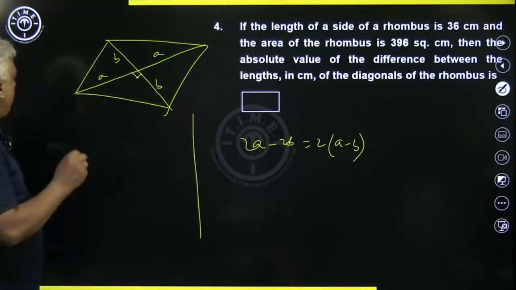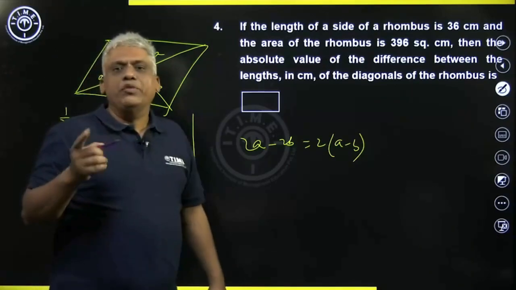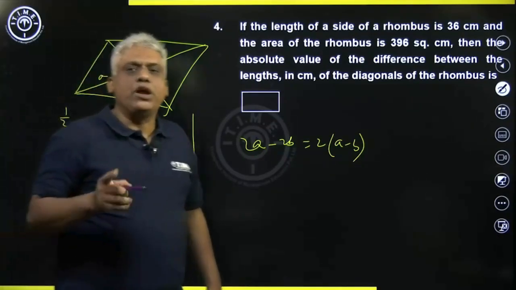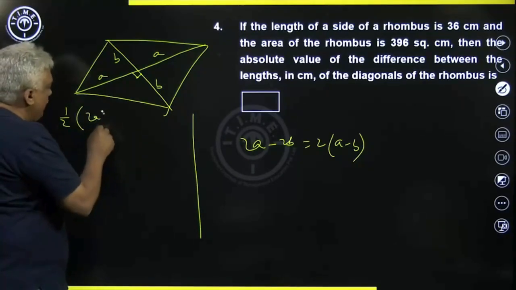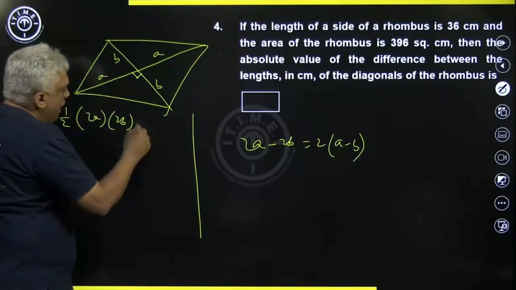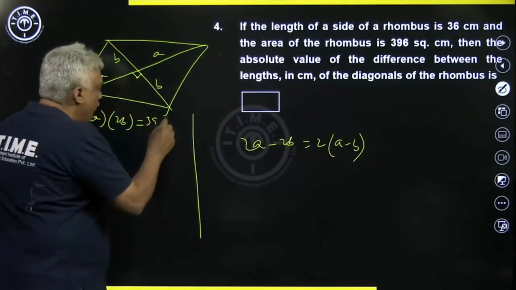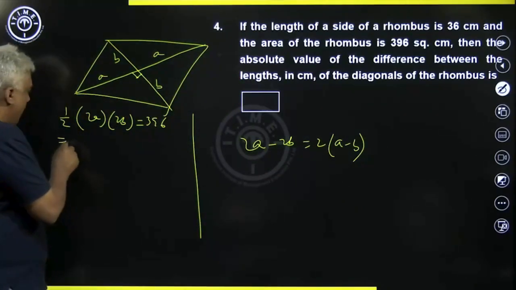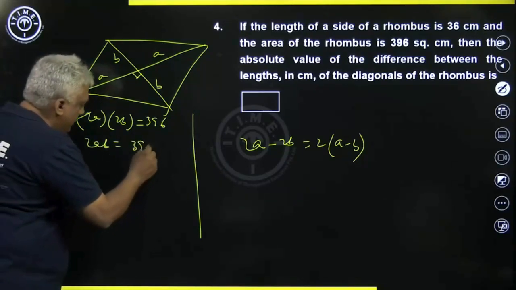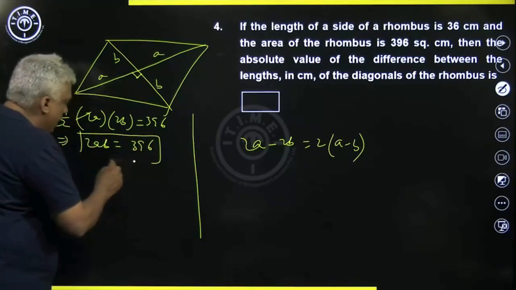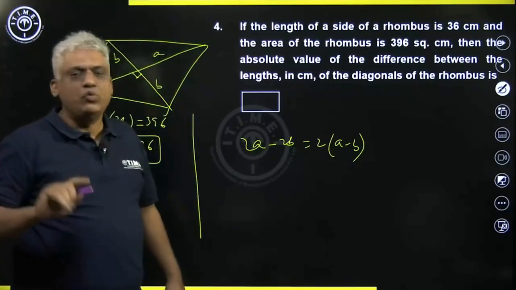What is the area of a rhombus? Area is half D1 D2, where D1 and D2 are the diagonals, half the product of the diagonals. So half, one diagonal is 2A, one is 2B, and this is given as 396. From here, I can cancel 1, 2. So we got 2AB as 396. I'm not cancelling the 2 because we have to find A minus B and we may need that 2AB.